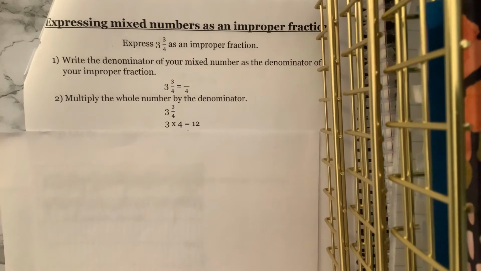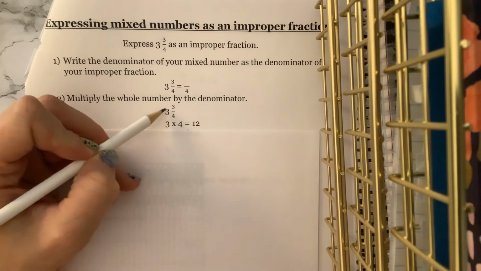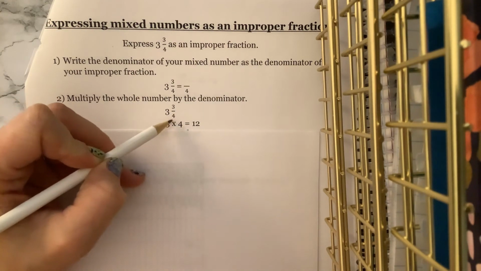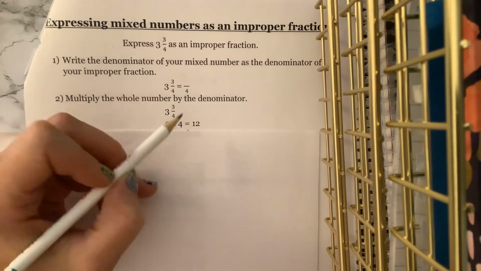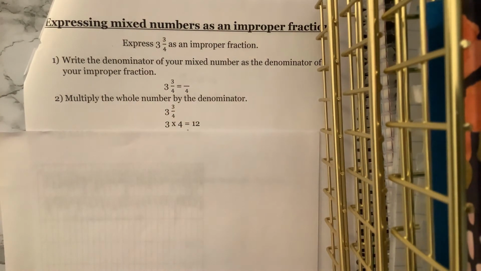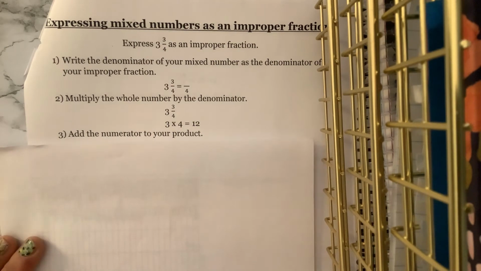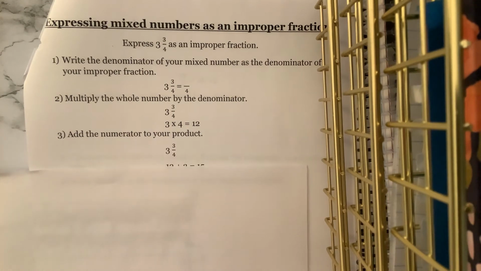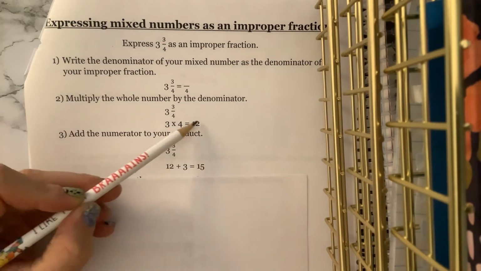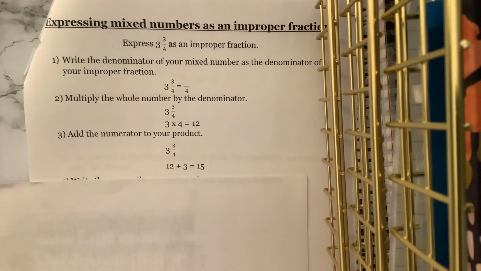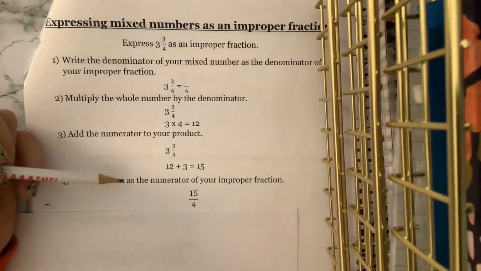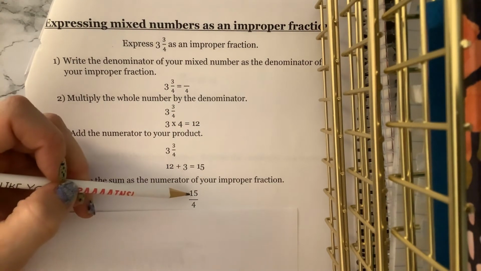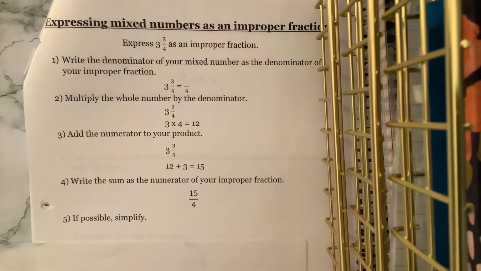Step 2 is to multiply the whole number by the denominator. This is our whole number, okay? 4 is our denominator, so we would multiply 3 times 4, which gets us 12. Step 3 is to add the numerator to your product. So the numerator is 3. Our product was 12, so 12 plus 3 equals 15. Then you write that sum as the numerator of your improper fraction, which is 15/4.